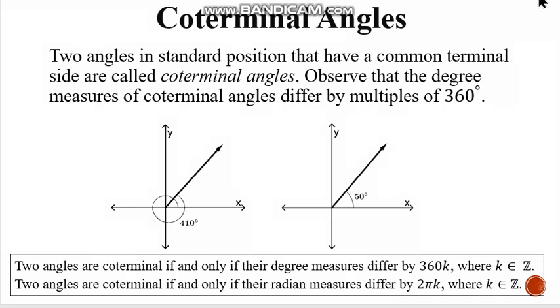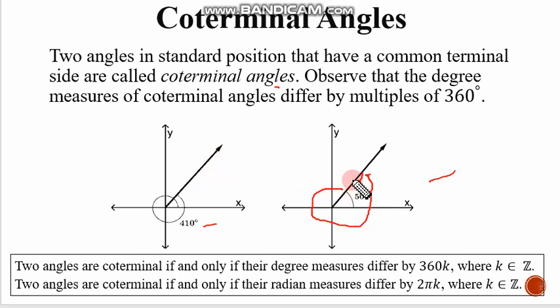Coterminal angles. Two angles in standard position that have a common terminal side are called coterminal angles. We will observe that degree measures of coterminal angles differ by multiples of 360 degrees. For example, take 50 degrees. If we add 360 degrees, or one revolution, we come up with 410 degrees. You can observe that 50 degrees shares the same position with 410 degrees, so they are coterminal angles.